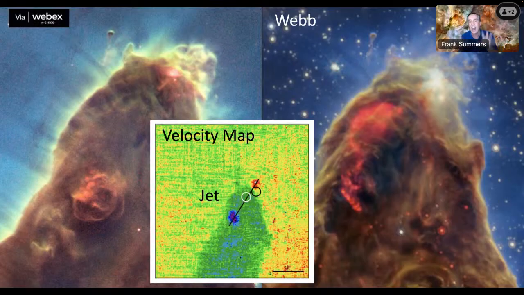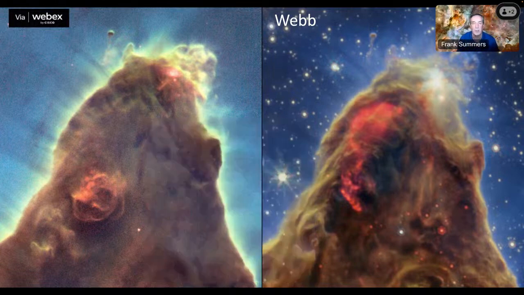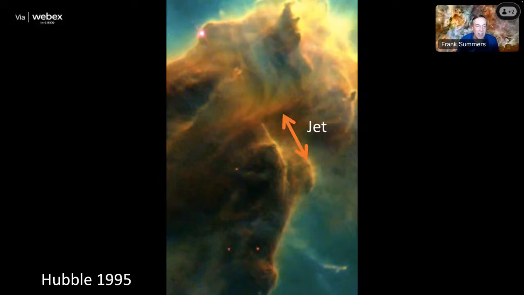So we see evidence of this embedded protostar and the jet from it in both the Hubble and the Webb image. And we can show that it's actually there by doing this velocity map. All right. And so we can actually detect stars that are forming inside these pillars. We also see an actual jet. All right. And we've seen this since the 1995 image.